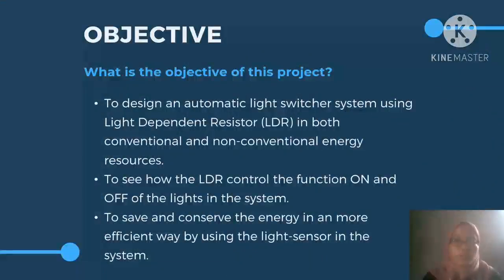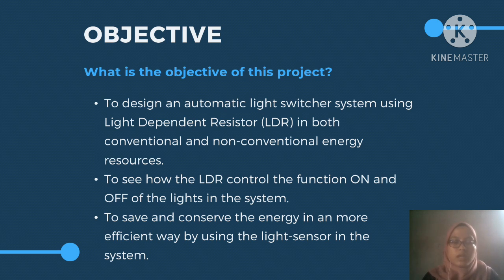The next one, we're going to talk about the objective of this project. So what is the objective of this project? The first one is to design an automatic light switcher system using a light-dependent resistor (LDR) in both conventional and non-conventional energy resources. So what is conventional and non-conventional energy? Conventional is the electrical energy and non-conventional is the solar energy resources.